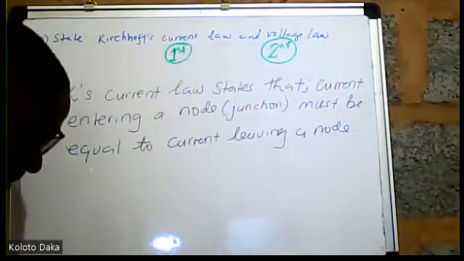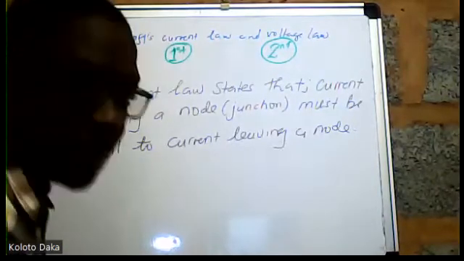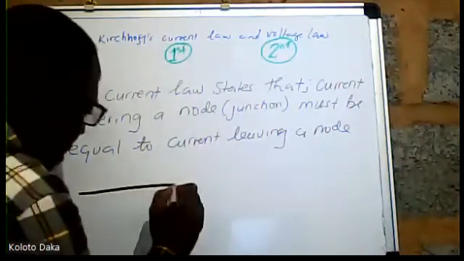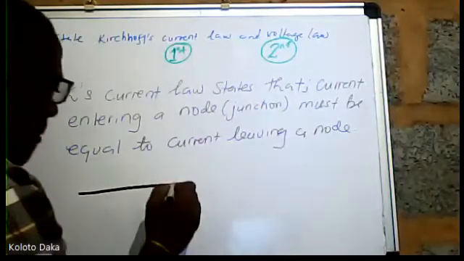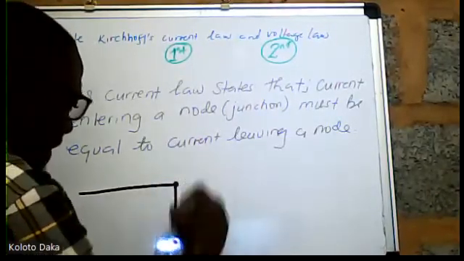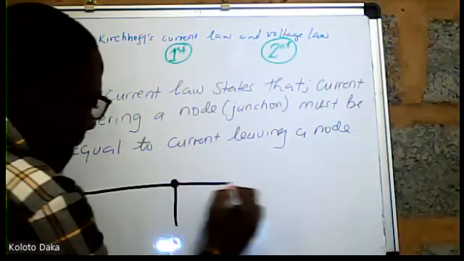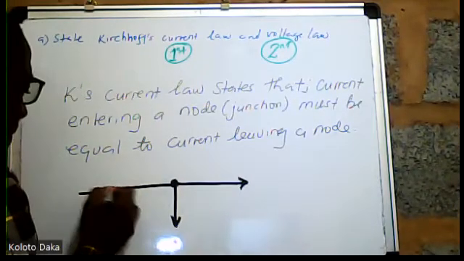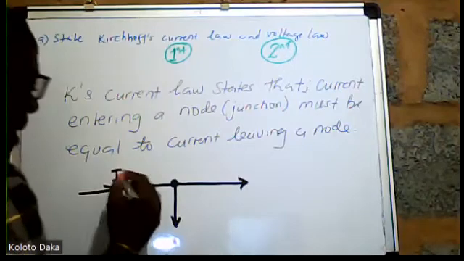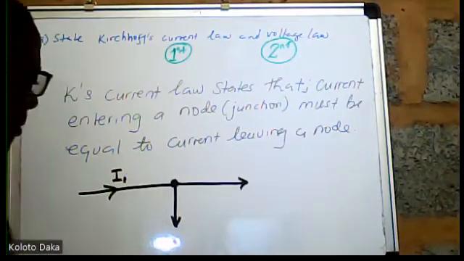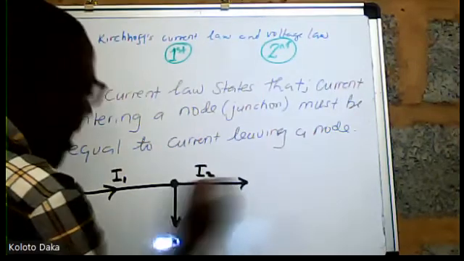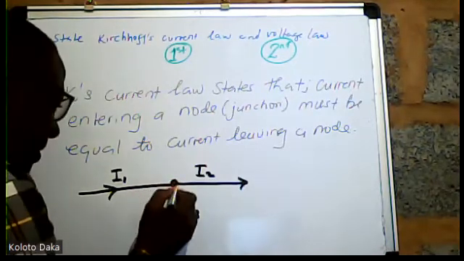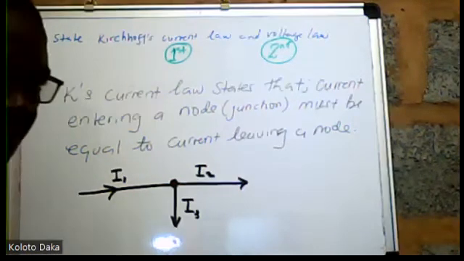What is the example? What exactly are we talking about? So if I have a line here, connected like that, the current here, I1, and the current here, I2, and the current here, I3. This is our node, or simply a junction.